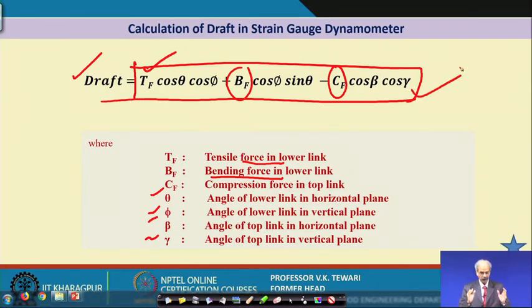So now, at this point we can tell you that draft is available to us when you have a 3-point linkage connected implement or equipment. And this can be used for measurement of the draft and hence the power required.